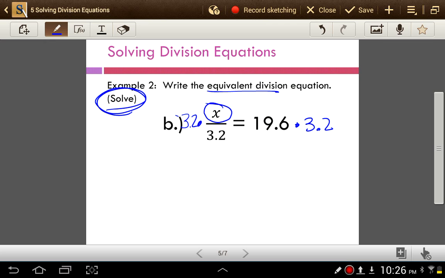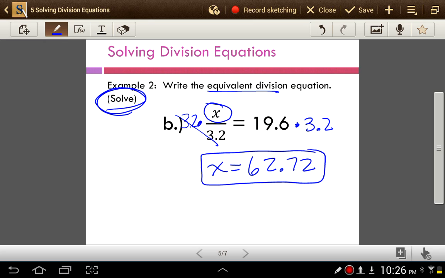Okay, again, these are going to cross off, so that's going to leave me with x equals 19.6 times 3.2, which is going to give us 62 and 72 hundredths. 62 and 72 hundredths, and that is my final answer. And again, I did the inverse operation to solve those. I was dividing my variable, so I did the inverse and I multiplied.